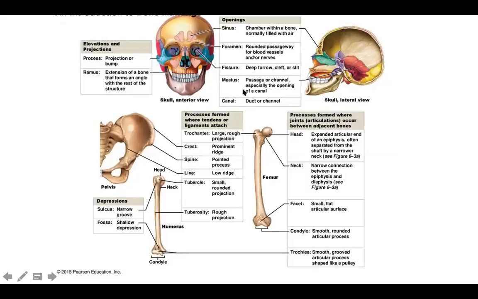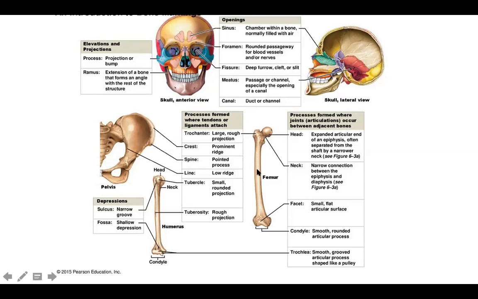And then we have some terms that you should be familiar with as we go through it. So a process is a bump or projection. A ramus is an angle in the bone. Okay, so you have your mandibular ramus, where the bone has an angle, or you have your pubic ramus, where the bone is angled. And then there's sinuses, which is a chamber, a foramen, which is a passageway, fissure, which is like a cleft. So it's not really a hole, but it's more of a narrow cleft or a deep cleft. And then you have the meatus, which is like a channel, and then a canal, which is kind of a channel too.